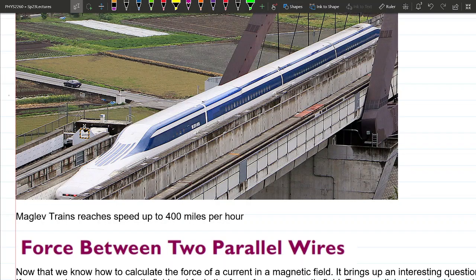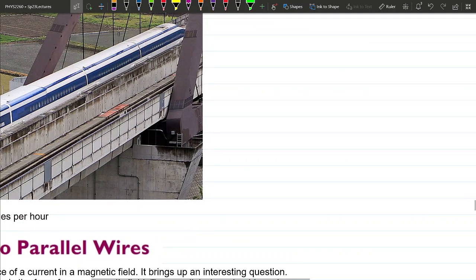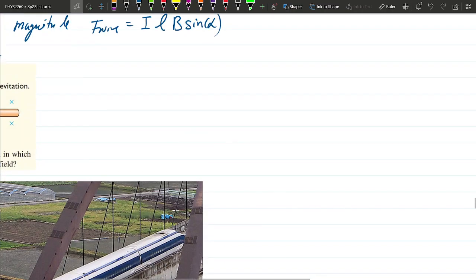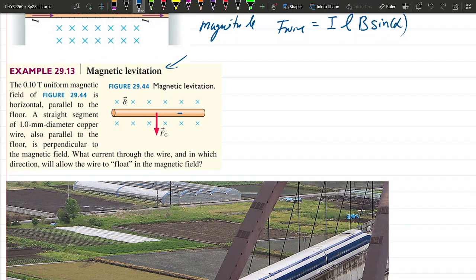Yeah, Alan. How would they brake maglev trains? How do they apply brakes? Oh, that's an interesting point. So let's think about what happens. Let's go up to this drawing here, this example here. If we have a current going this way, there'll be a magnetic force pulling up to offset the force of gravity.